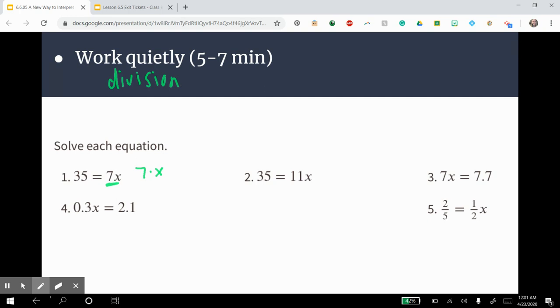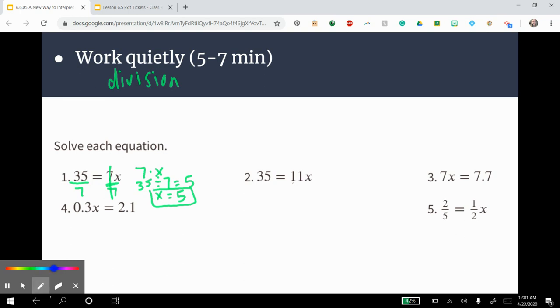Okay, since I was multiplying by 7 on the first one, I'm going to divide by 7 on both sides. So I'm left with, this will become a 1 here, and then I have 35 divided by 7. And I know 35 divided by 7 is 5, so x is equal to 5 for number 1.